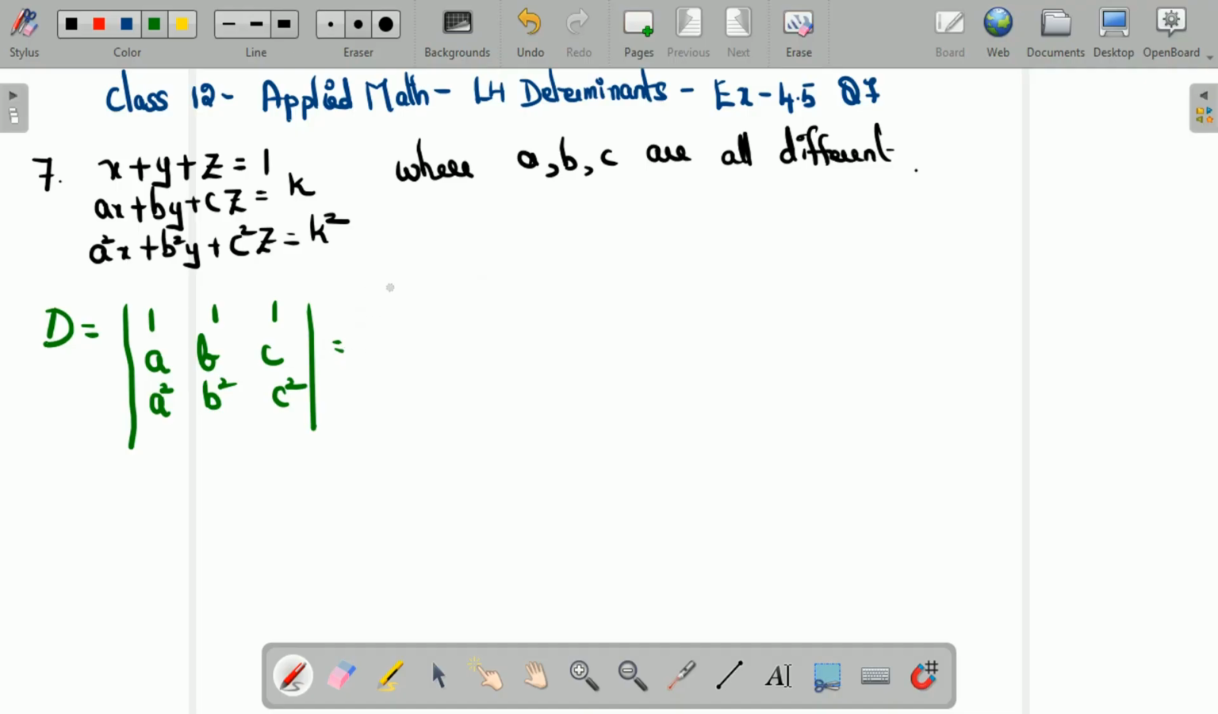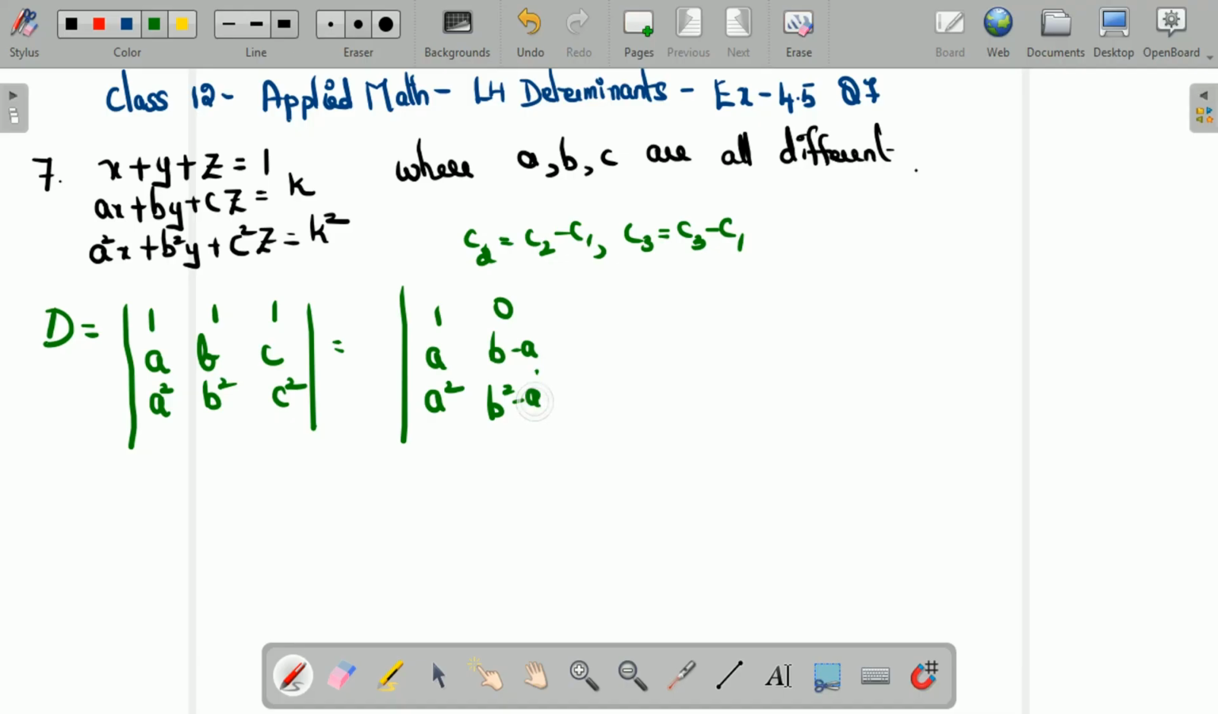I'm going to do a column transformation: C2 is equal to C2 minus C1 and C3 is equal to C3 minus C1. So the first column 1, A and A squared, I'm leaving as such. Second column: 1 minus 1 is 0, B minus A, B squared minus A squared. Third column: 1 minus 1 is 0, C minus A, C squared minus A squared. Now with this transformation, expansion of this particular determinant is easy.